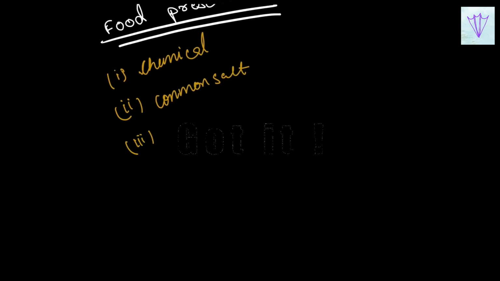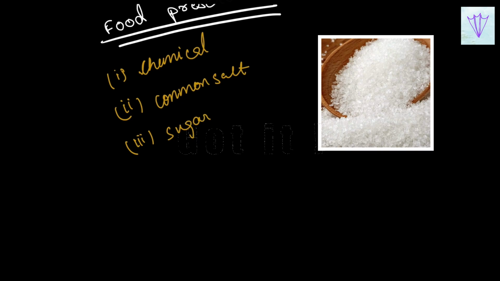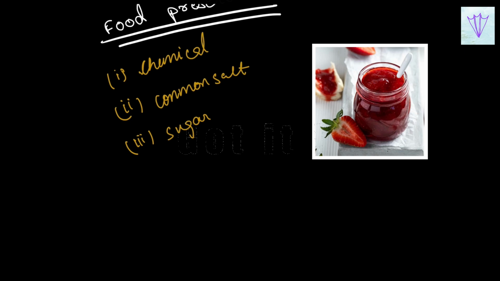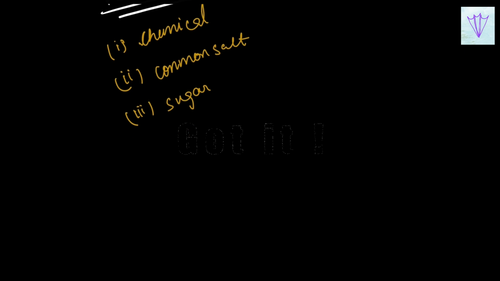The next method is by sugar. Jams, jellies, and squashes are preserved by sugar. Sugar reduces the moisture content, which inhibits the growth of bacteria that spoil the food.